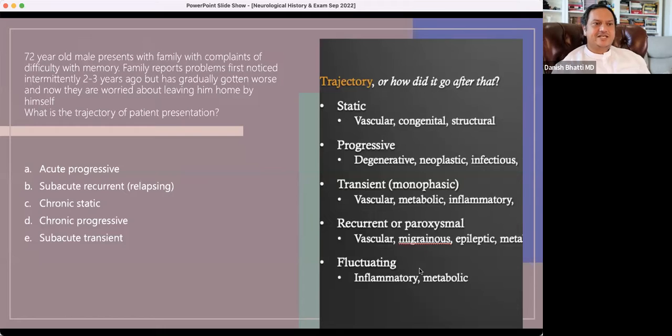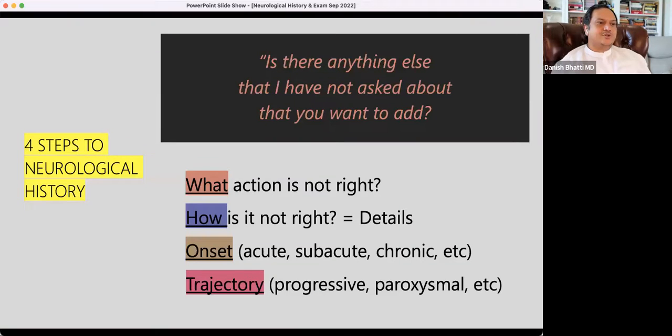And here are some of the examples of etiologies. What will present as static, as progressive, as transient, as recurrent or paroxysmal, and fluctuating. And of course, in recurrent and fluctuating categories, do not forget inflammatory causes, inflammatory diseases, most famous being multiple sclerosis. All right, so these were the 4 steps.